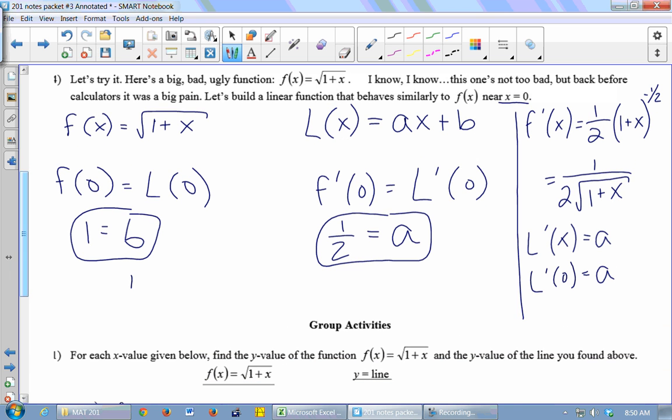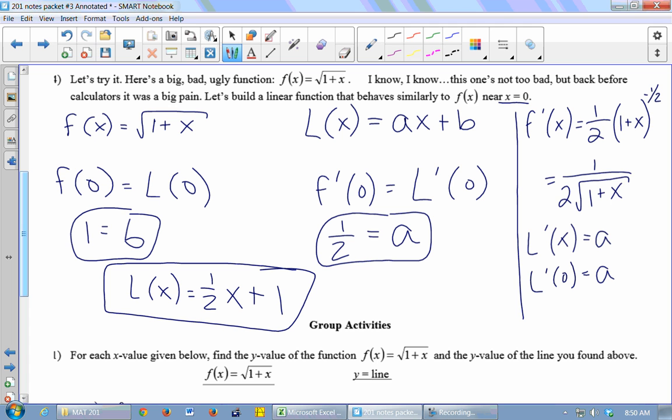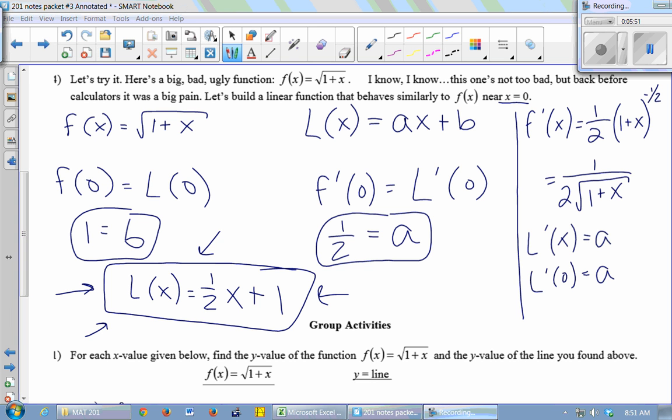So L of x is 1/2 x plus 1. We call that thing the linear approximation. It's got the same value at 0, and it's got the same derivative value at 0. All right, I'm going to let you work through the rest to uncover all the details about why this works, why this is a good approximation, and that also will lead you through a quadratic approximation.